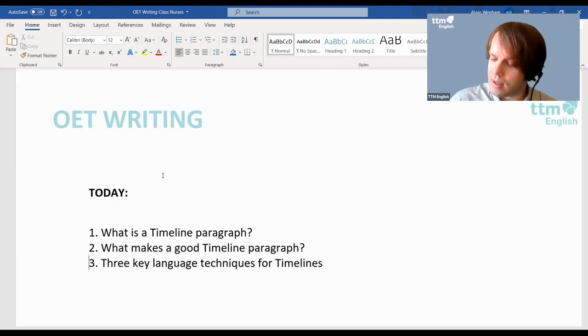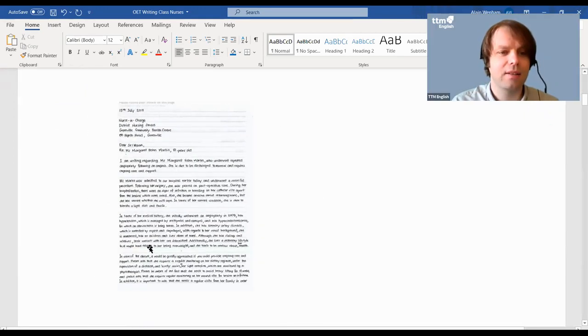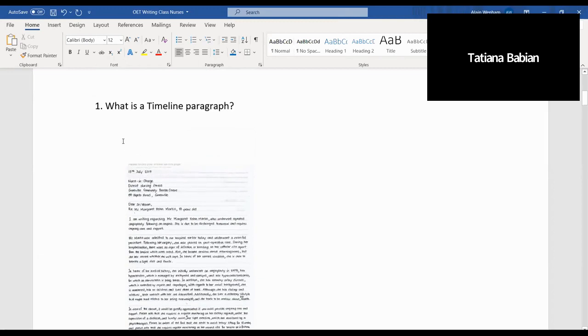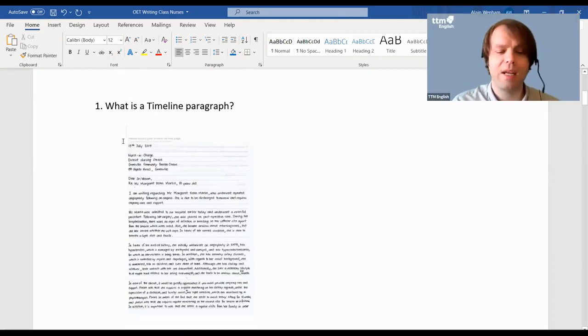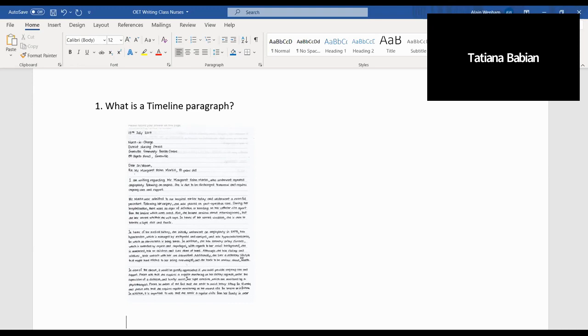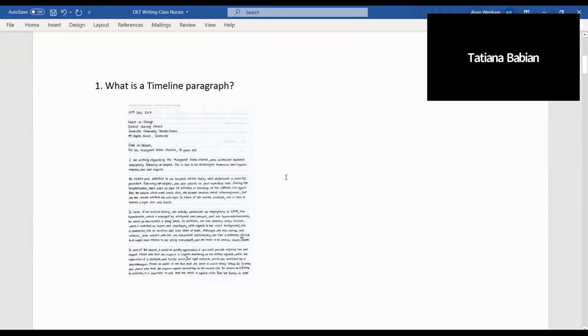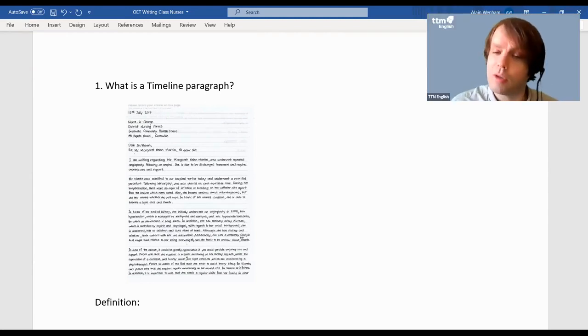Let me ask Tatiana. Are you there, Tatiana? What is a timeline paragraph? Here's an essay. Here's a letter. A timeline paragraph is the main paragraph in the letter. I like that. What do you mean by the main one? That's an interesting way to define it. In the timeline paragraph, we can include everything about history, medication. Yeah, you can talk about history and medication, but you can do that in the background paragraph as well, Tatiana, right? What are we trying to do, Tatiana, and let me ask Emma as well.